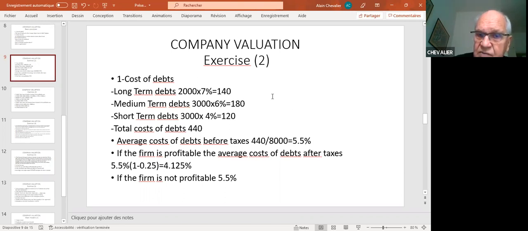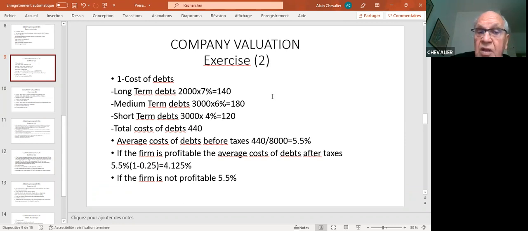Long-term debts cost is 7% before taxes. Medium-term debts cost is 6%, and short-term debts cost is 4%, before taxes, excuse me. 7, 6, and 4 are before taxes. Okay. So very often it has already been calculated. It means when you have, for example, medium-term debt, 3,000 multiplied by 6%, perhaps you have different loans or different bonds issues.